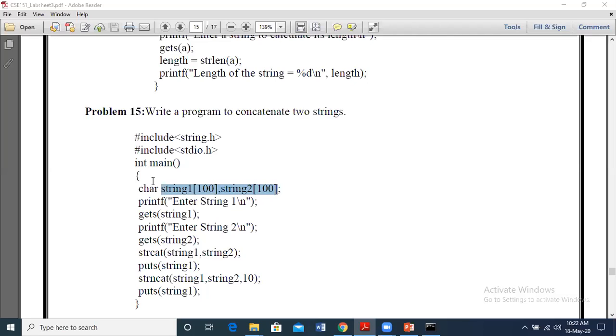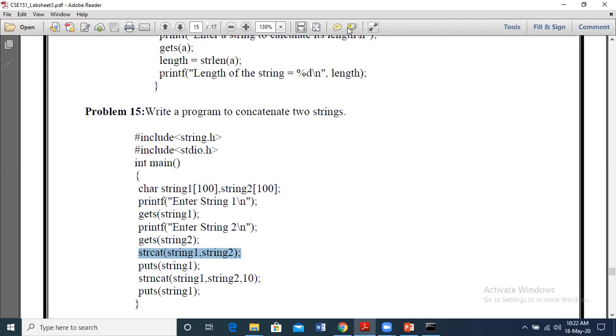So let us see. First part, we are taking input for string 1. Next, we take input for string 2 using gets, right? So this we know how to take. gets of string 1, gets of string 2. Now, this is where we see strcat. If we mention this, it means that we are concatenating string 1 with string 2. So the entire string 2 will be appended to the end of string 1, right?